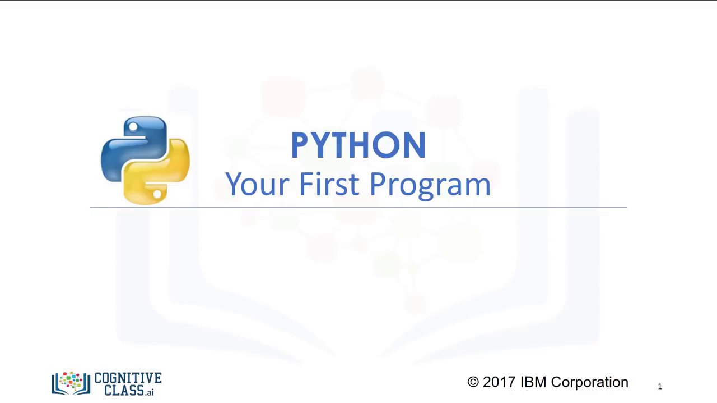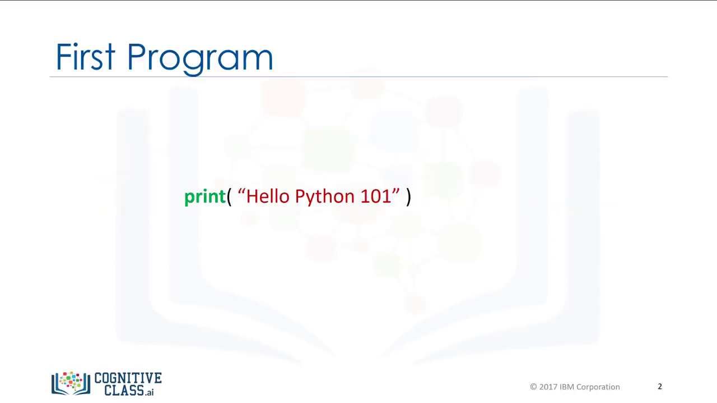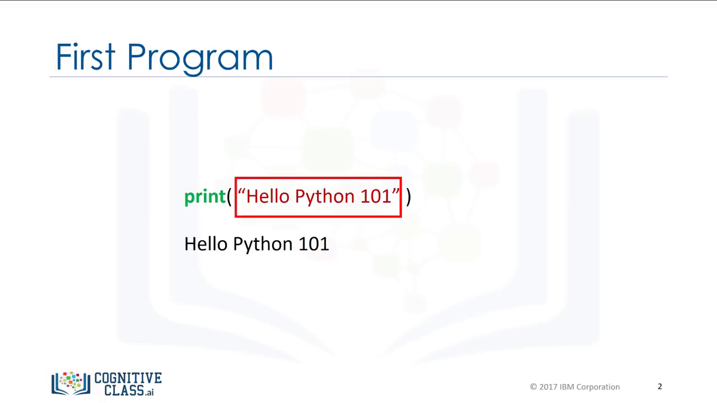Let's try your first program in Python. A statement or expression is an instruction the computer will run or execute. Perhaps the simplest program you can write is a print statement. When you run the print statement, Python will simply display the value in the parentheses. The value in the parentheses is called the argument.